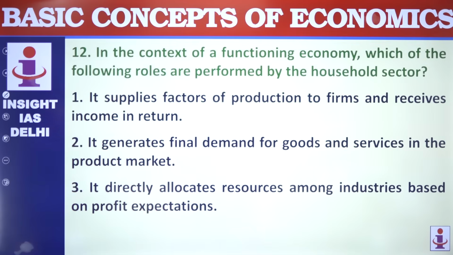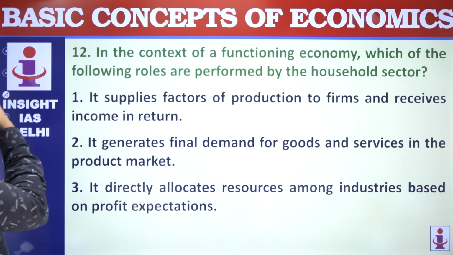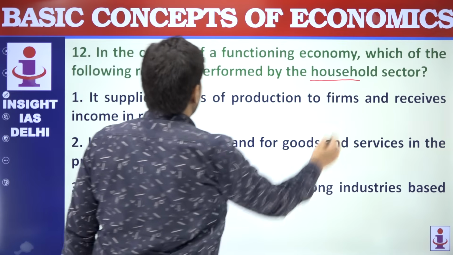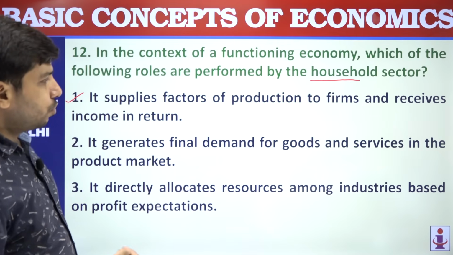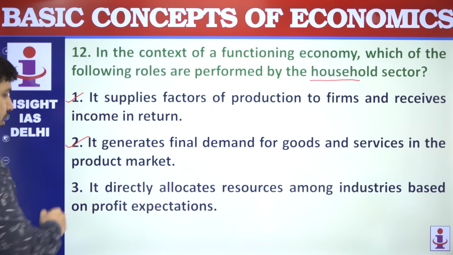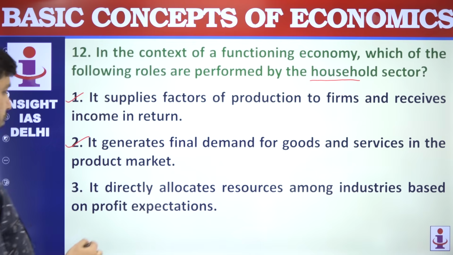Next question is, functioning in which of the following roles are performed by household sector? It supplies factors of production to firms and receives income in return. Correct. It generates final demand for goods and services in the product market. Correct. It directly allocates resources among industries based on profit expectations.